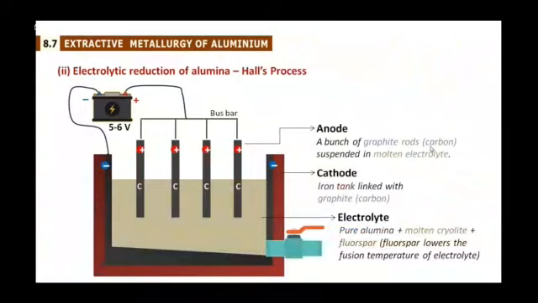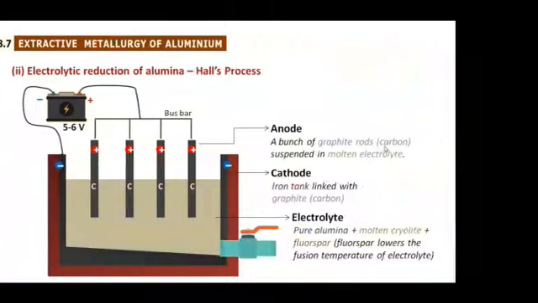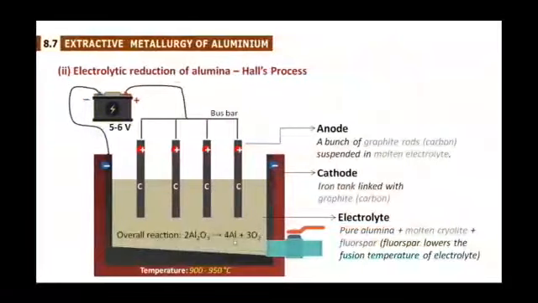Carbon rods are dipped into the electrolyte solution. Here, all the carbon rods are connected to a bus bar, which is further connected to the positive terminal of the battery, which will act as the anode. So, the anode is a bunch of graphite rods suspended in molten electrolyte. Here, the maintained temperature is 900 to 950 degrees.